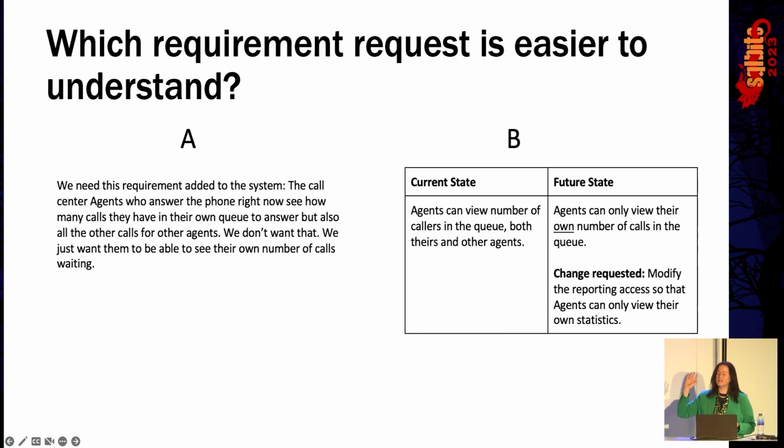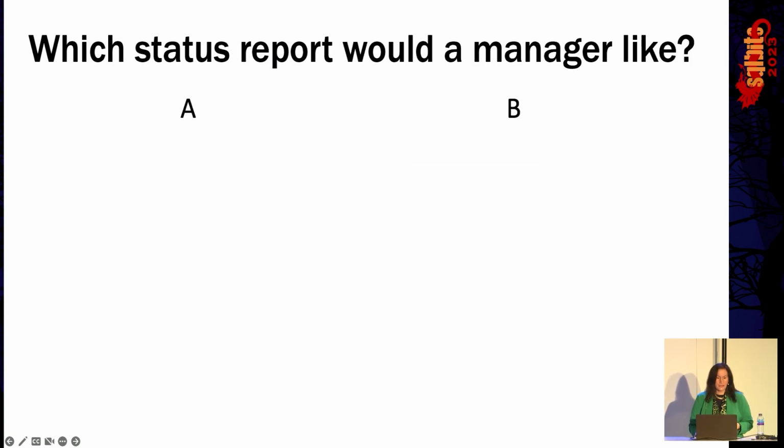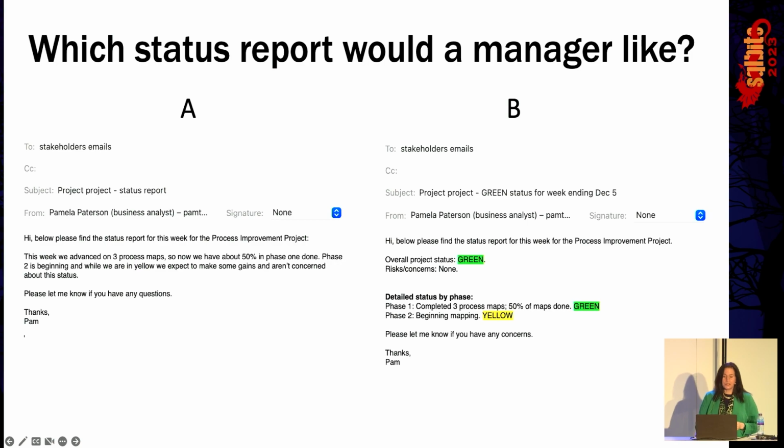So we've got current state, future state, and the change requested, which is to modify the reporting access so that agents can only view their own statistics. And actually, this change requested is not in A. So an entire piece of information, because everything was clumped together, it's not seen. So which status would a manager like? Of course, B. Of course.